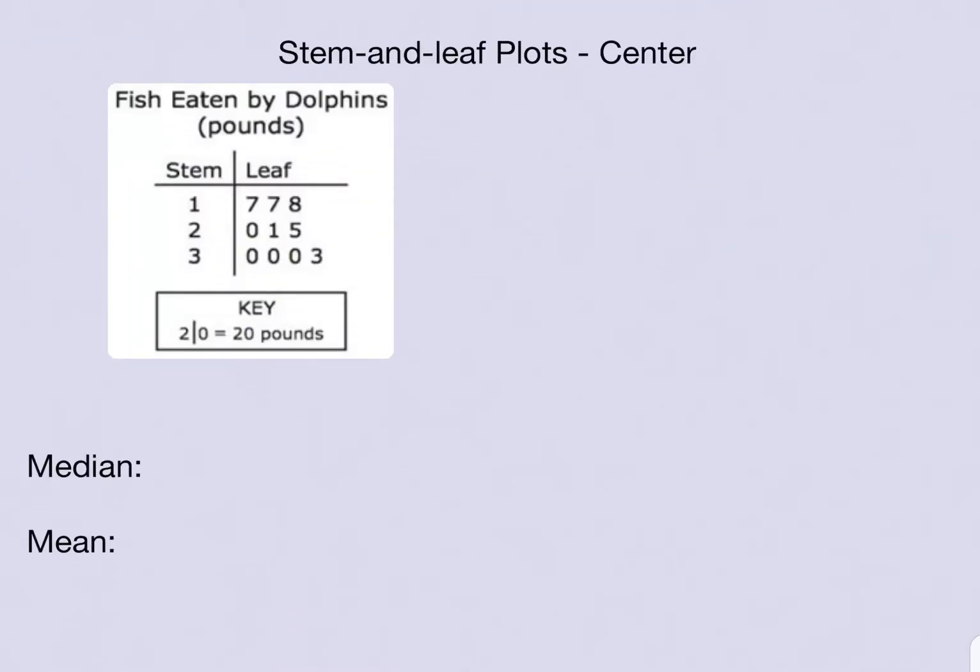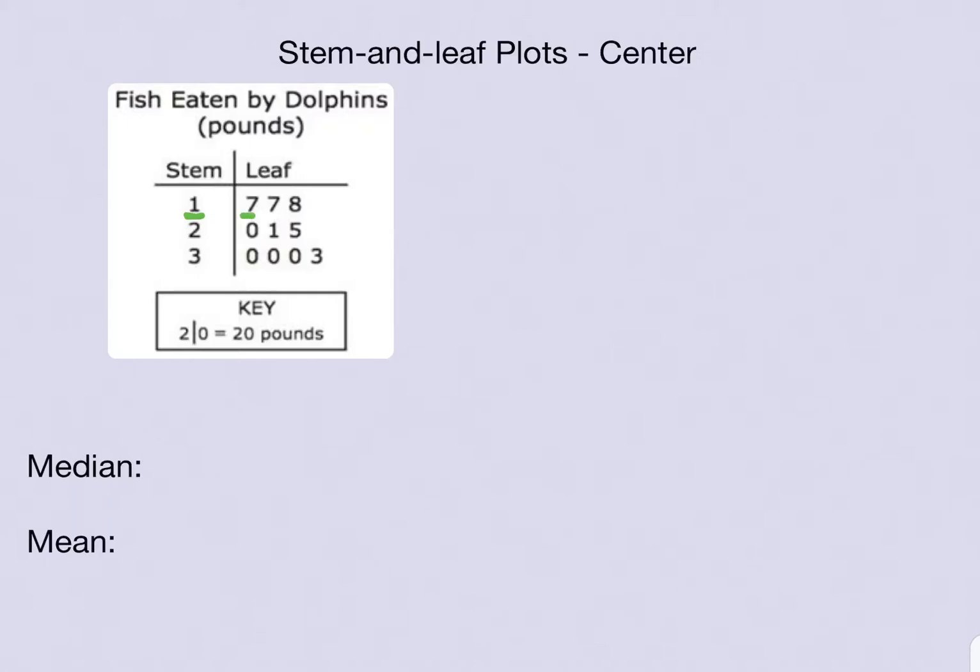Okay, let's jump into the measures of center. Let's start with median. Now, stem and leaf plots are similar to dot plots in that you can take out or extract the data points from the stem and leaf plot. You can look at each individual number. So that's what we're going to do.